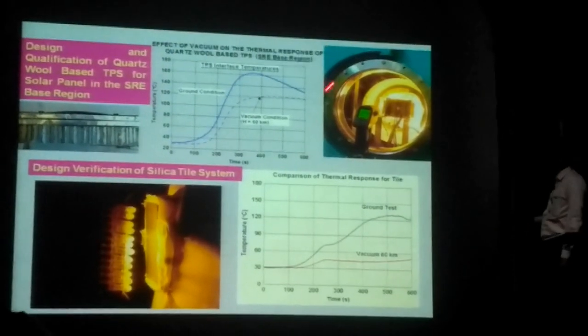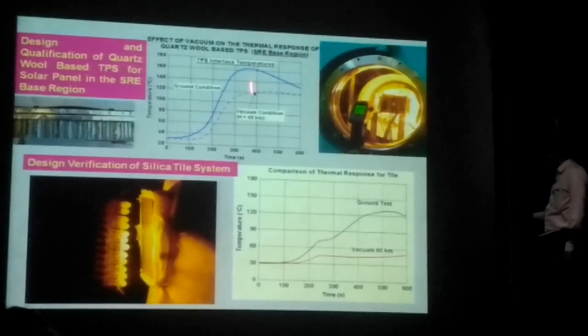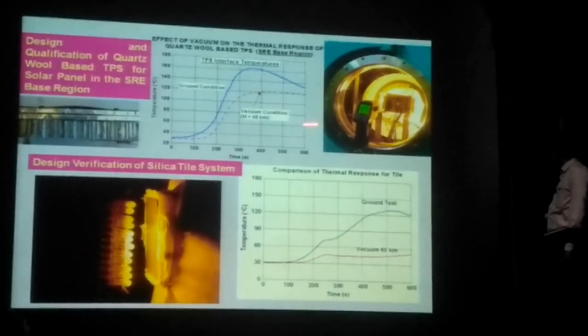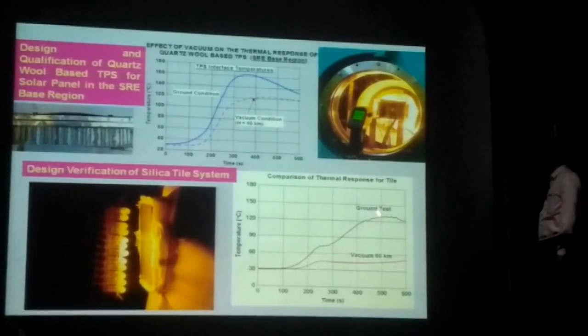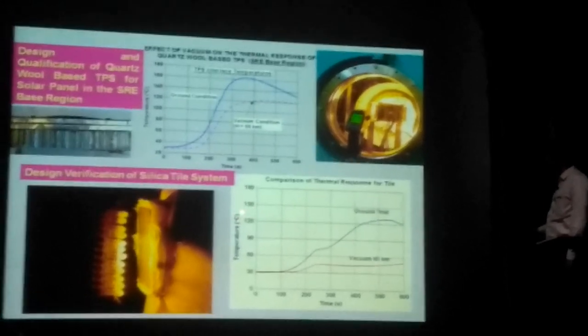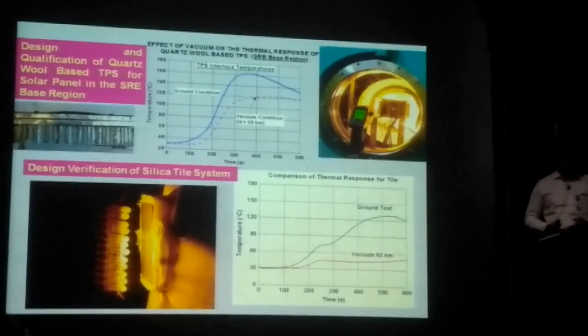So this is a typical chamber wherein, you know, we have the specimen and with the heaters, that is how the test is done, and we measure all the interface temperatures at various locations. And you can see here, ground test, you have a very high temperature coming, but vacuum is very less because the conductivity is very, very low.